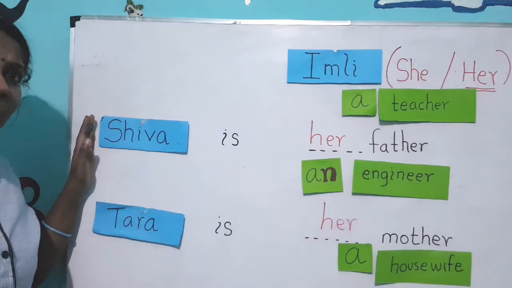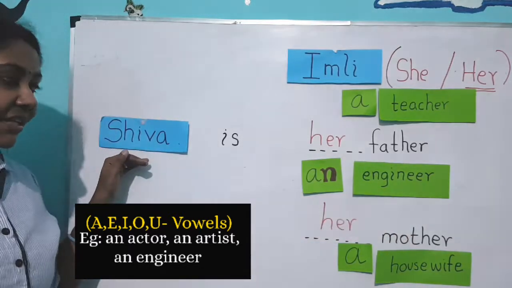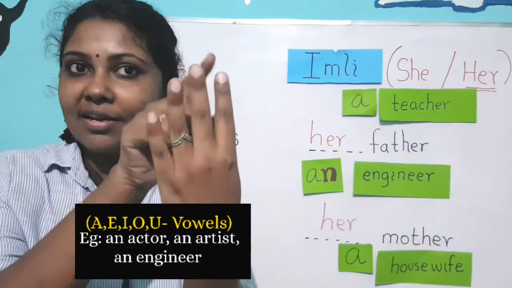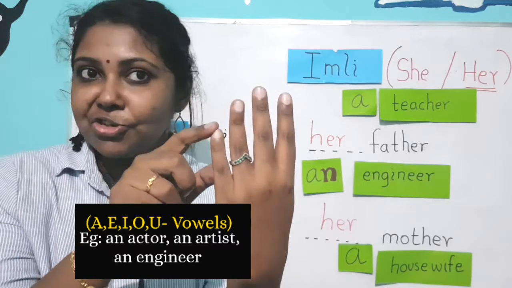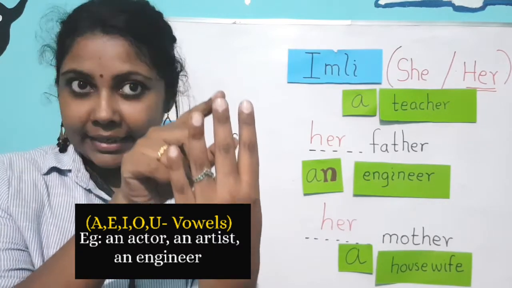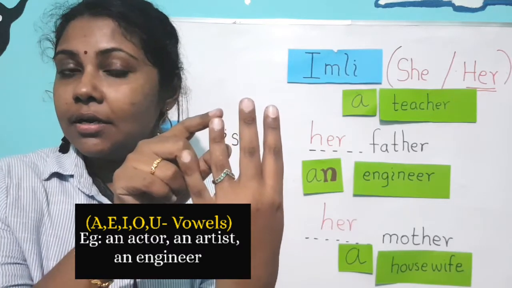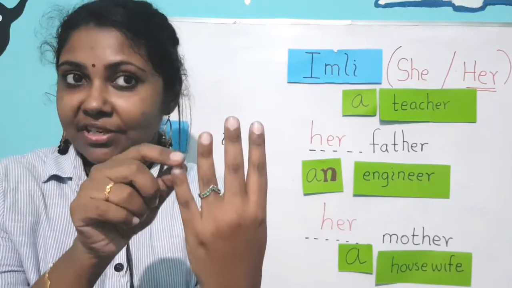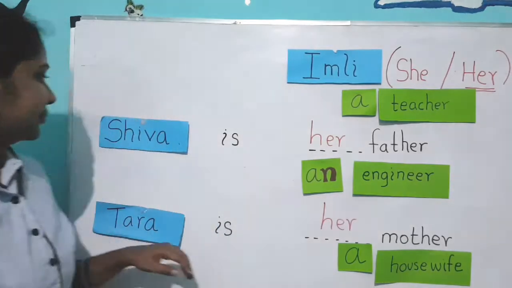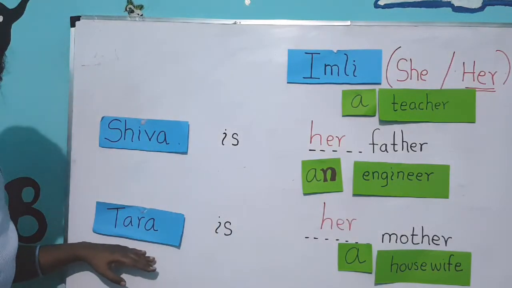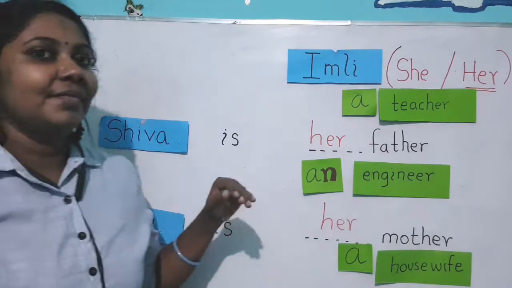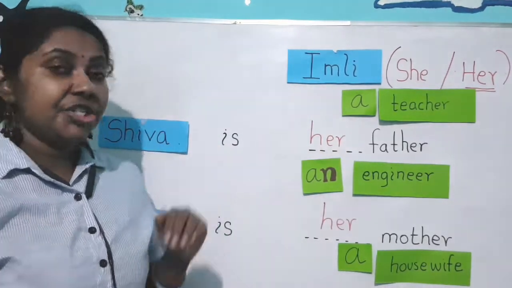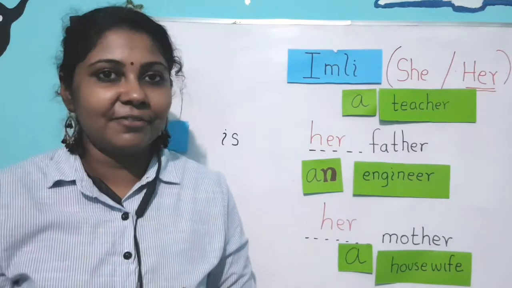Make a sentence. Who is Shiva? Shiva is an engineer. No, not A, an. Shiva is an engineer. Make a sentence. Tara is a housewife. Good. Emily is a teacher. Shiva is an engineer. Tara is a housewife. Good.